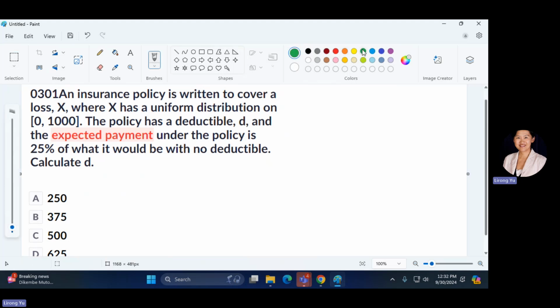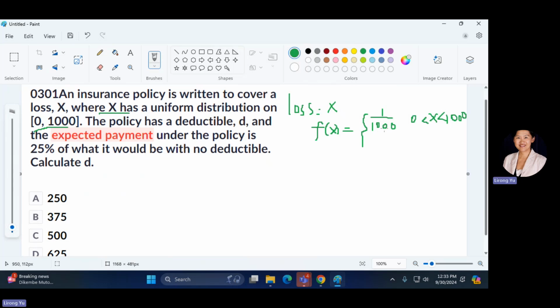Number one is to identify the initial variable, the loss. The loss X follows a uniform distribution. So f(x), the density for variable X, is 1 over 1,000, since the length of the interval is 1,000. This holds when X is between 0 and 1,000. That means if the loss is bigger than 1,000, we're probably not going to pay it.